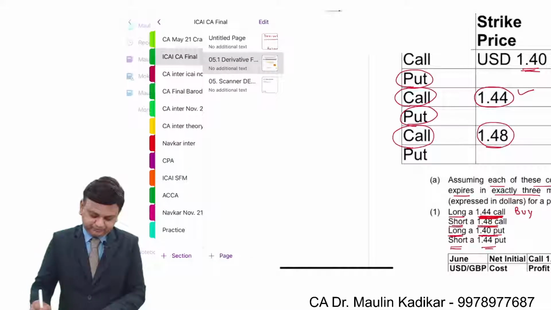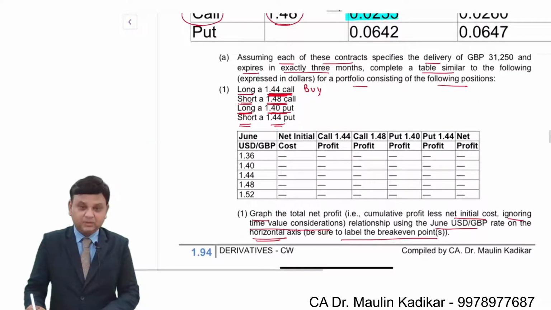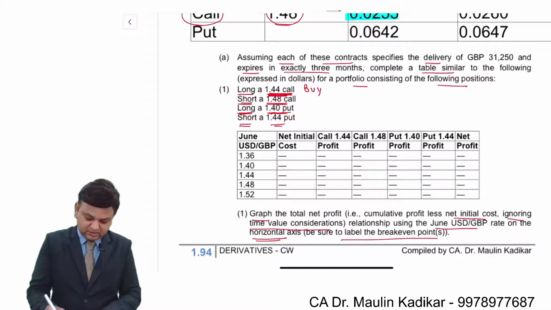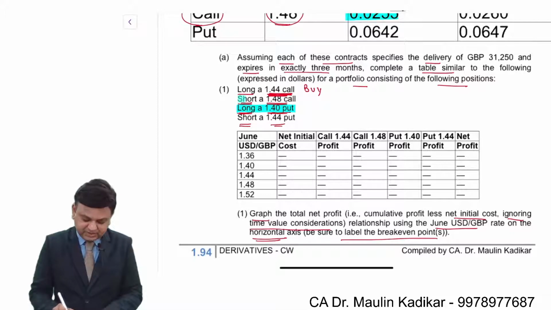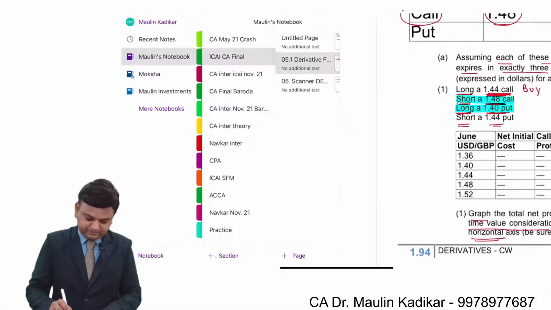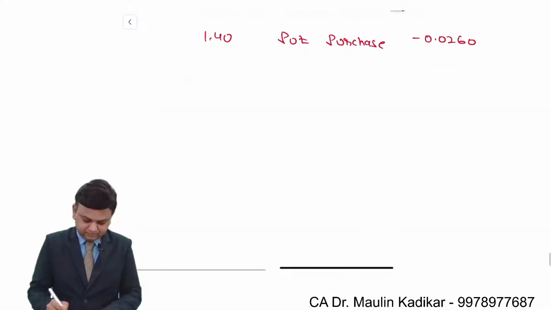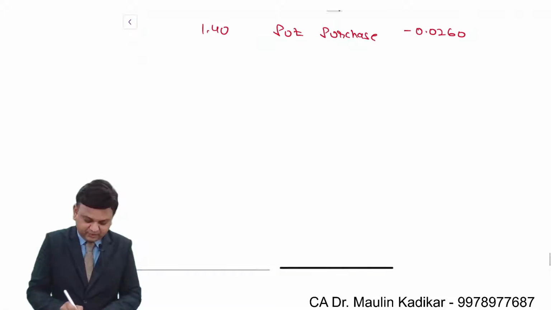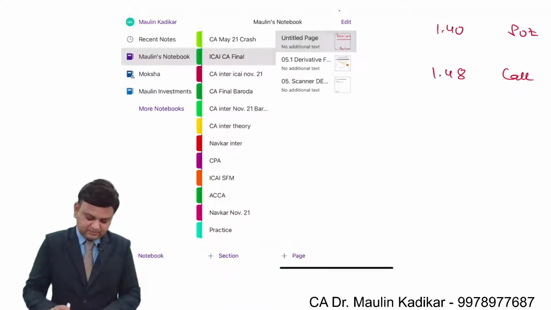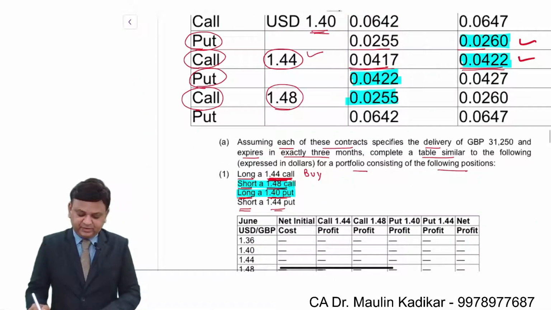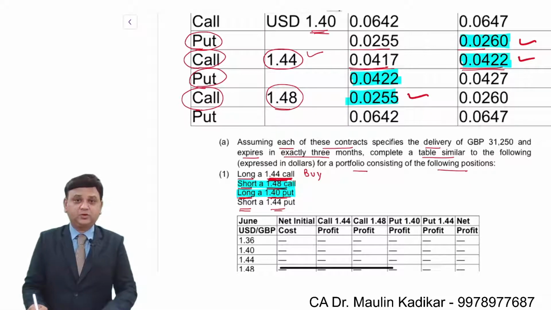Next. Again it is purchase 1.40 put. Sorry. Sale 1.48 call. 1.48 call in that sale. So you will receive 0.0255.